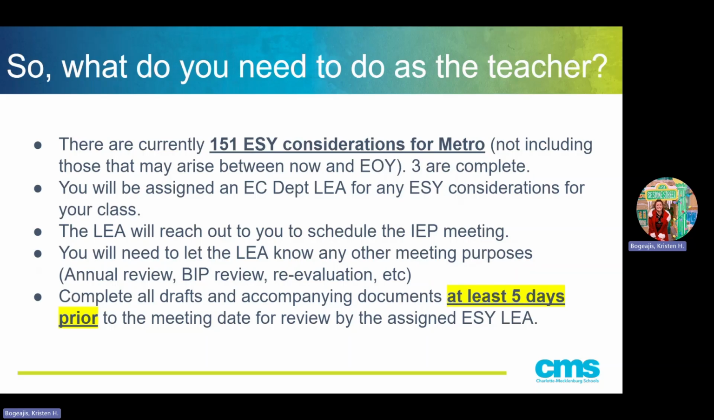You will need to let the LEA know of any other meeting purposes that might occur during that extended school year consideration. So what that means is if the student is also due for an annual review, reevaluation, a BIP review, whatever it may be, you need to make sure that you are letting your district contact know so that they're blocking off the appropriate amount of time to be able to complete that meeting with you. And that's okay. If a student is coming up for an annual review, we'll do that annual review with you. You don't have to do extra meetings. We just need to know that the annual review is happening so that we're not going in expecting an addendum and then it turns into a much bigger obligation for time. But we are working with you to get this done and we are here for you. We just need to know ahead of time how much time we need to block off.